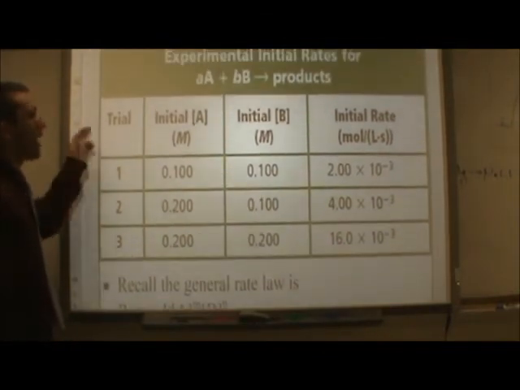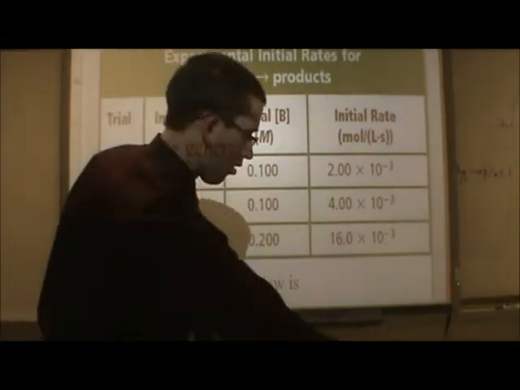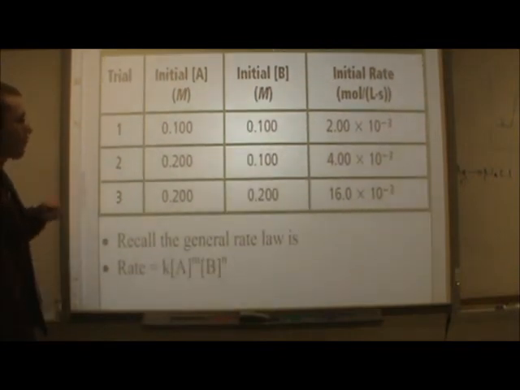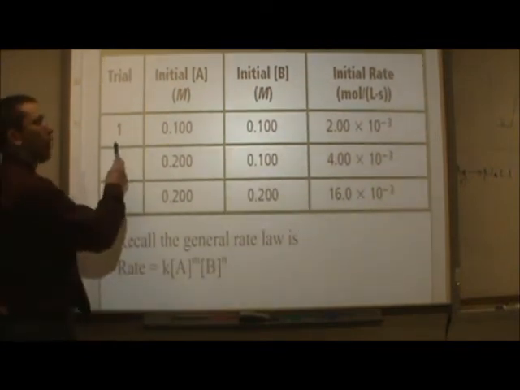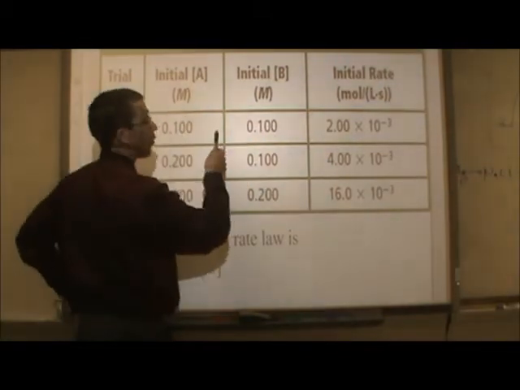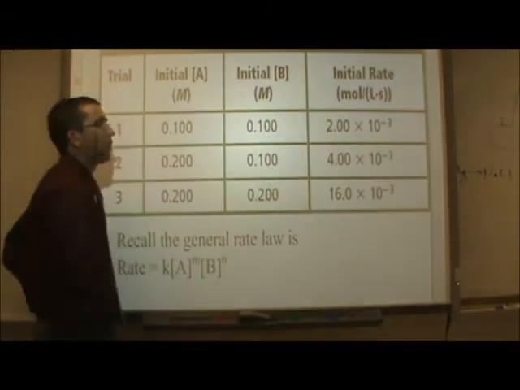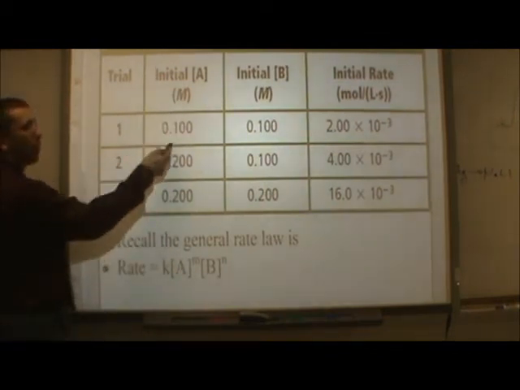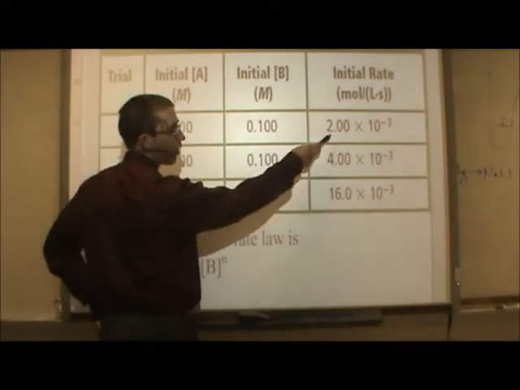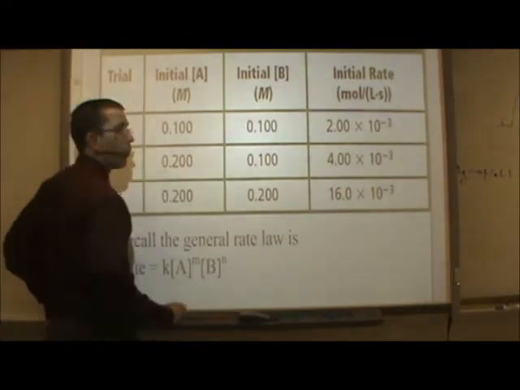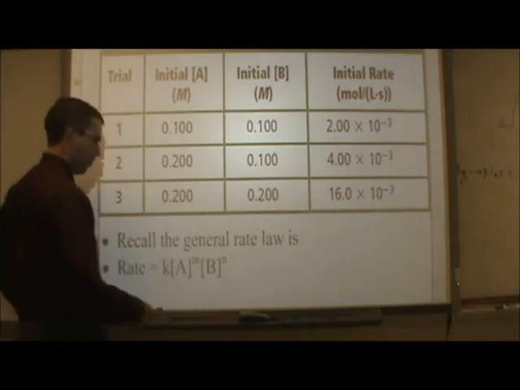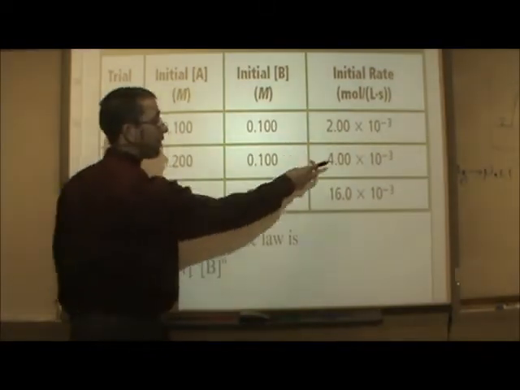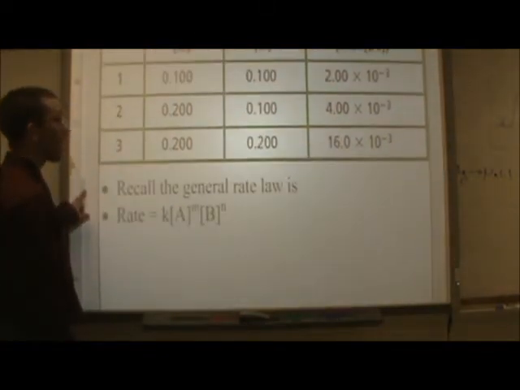So here's our data. We've got A and B again, just some random numbers here. We have trial number 1. A is 0.1 molar, B is 0.1 molar, and the reaction rate is 2.00 times 10 to the negative third. All right. Trial number 2. We double A, keep B the same. If you look, what happens to the reaction rate? Right there, it doubles. So, if the concentration doubles and the reaction rate doubles, if you remember, this is called a first order reaction.